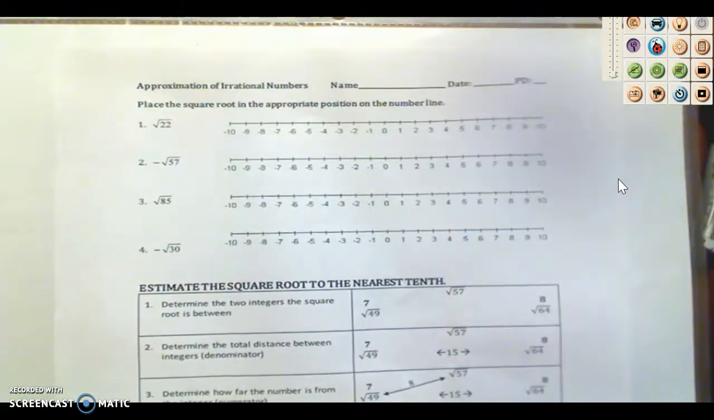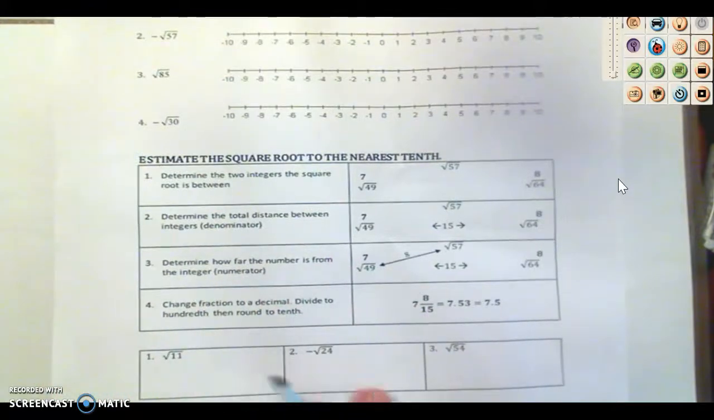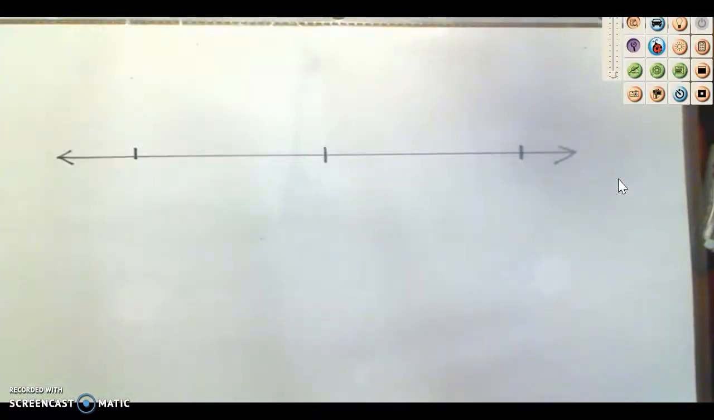Today's lesson is on estimating square roots of non-perfect squares. This is the handout that I'll be referring to. I'm going to do my work on a whiteboard, but I will be referring to these problems throughout, as well as these notes, and then pausing for some of those guided ones there. Okay, so let's go ahead and get started.